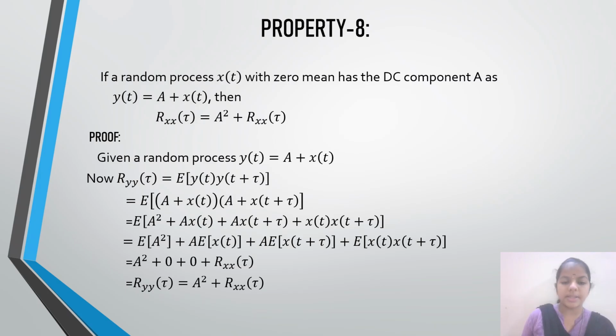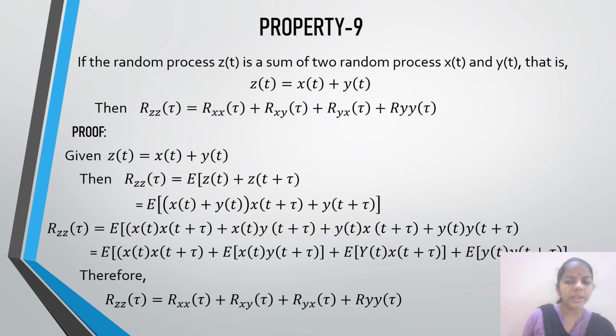Then E[A²] + A·E[x(t)] + A·E[x(t + τ)] + E[x(t)x(t + τ)]. The expectation of x(t) is zero, so those terms are 0 plus 0. x(t)x(t + τ) gives the autocorrelation function Rxx(τ). So Ryy(τ) = A² + Rxx(τ). Hence proved.